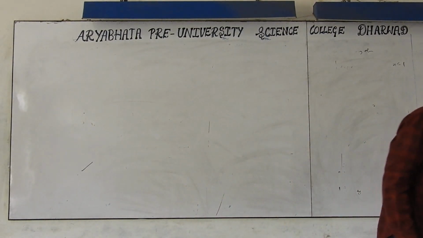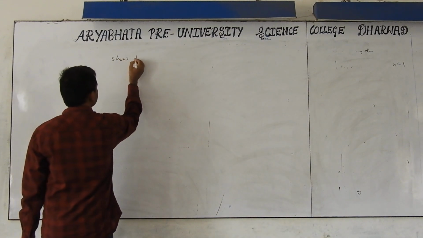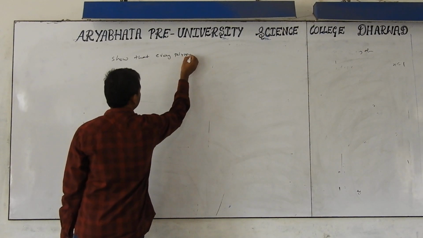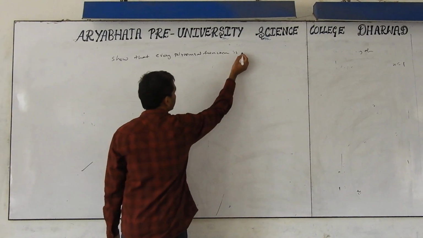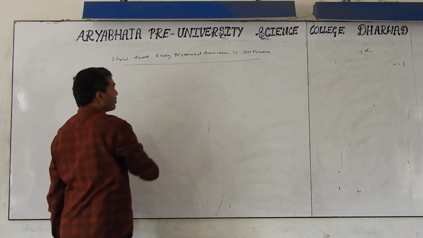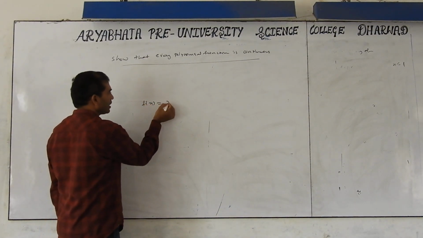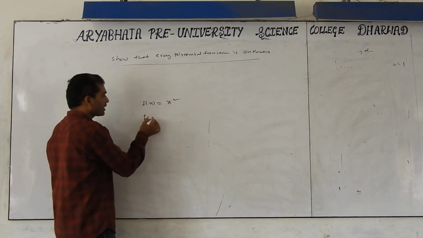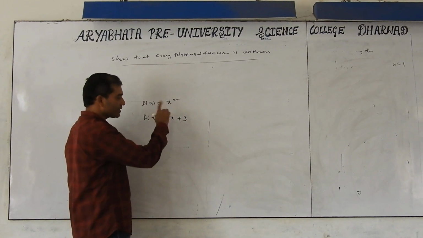Every polynomial function is continuous. This is a polynomial function. Tell me the polynomial function. f of x equal to x square. Is it a polynomial? Yes. f of x is equal to x plus 3 is also a polynomial. Degree is 1.